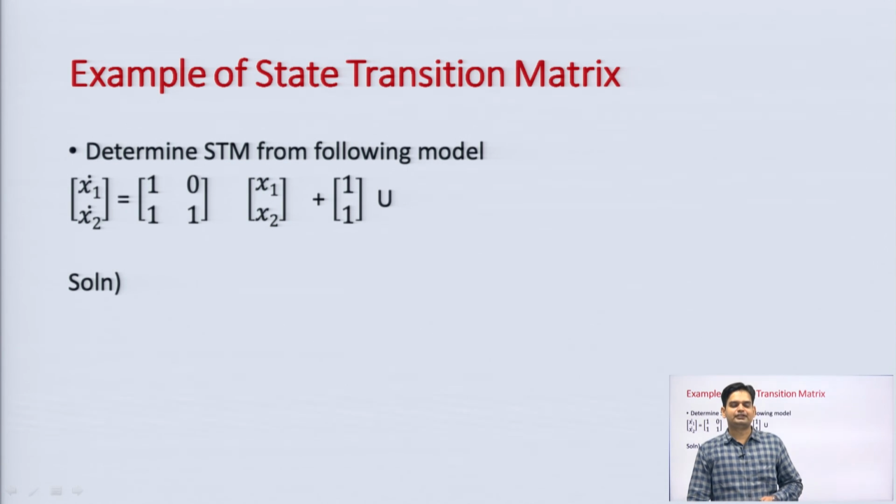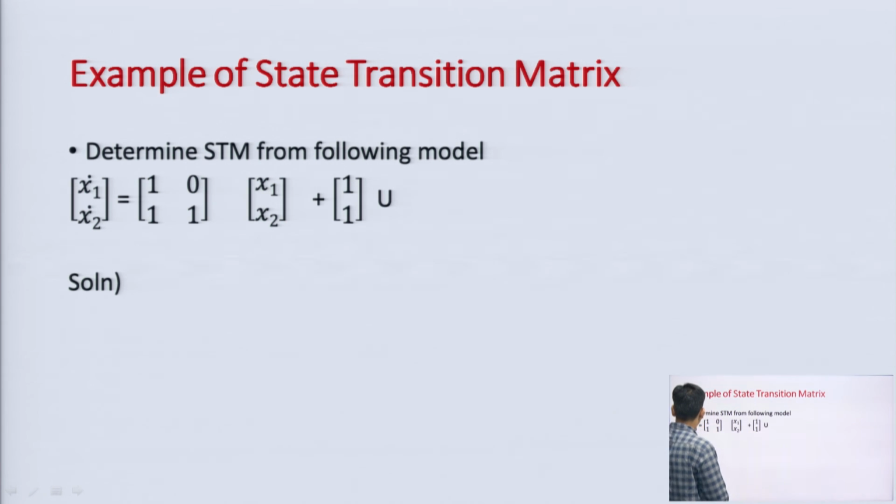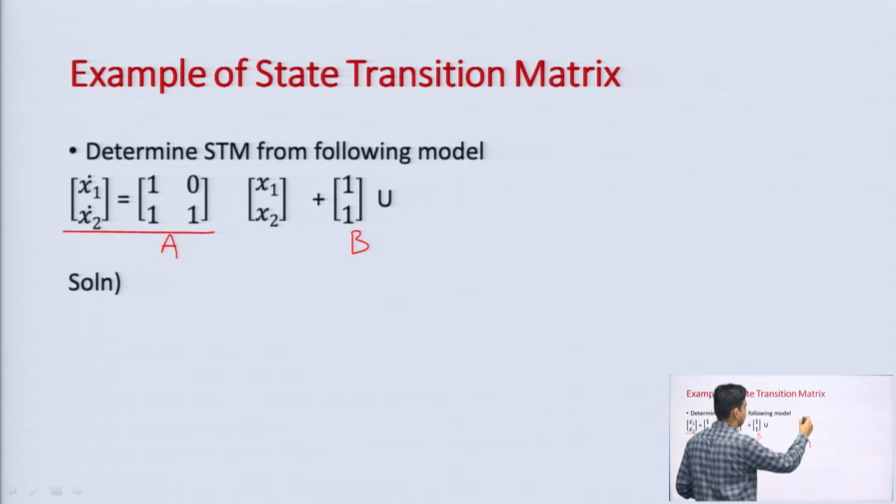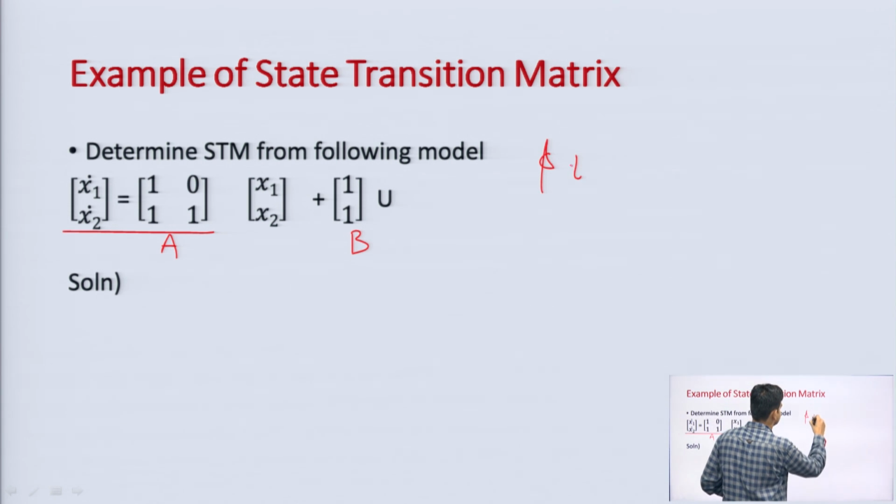Now we will see a certain example of the state transition matrix, how we can calculate the STM from a state space model. In this example, the state space model is given. Here this is the matrix A and this is the matrix B, the input matrix, right. We need to obtain the STM, the state transition matrix, that is phi(t).